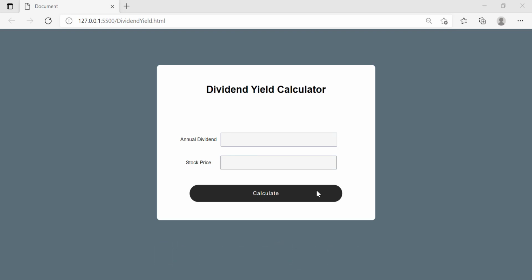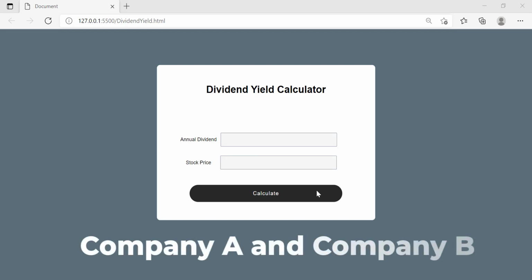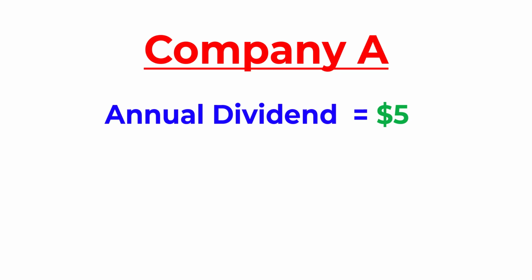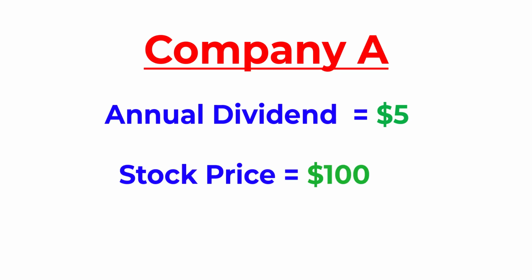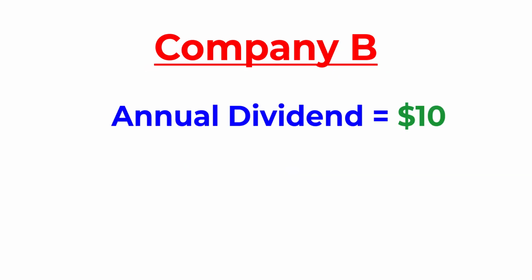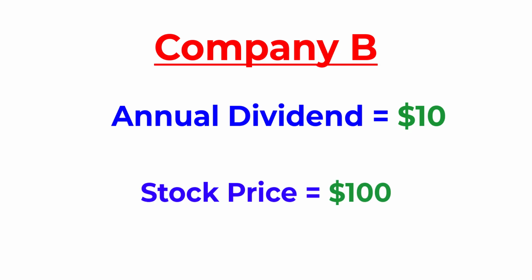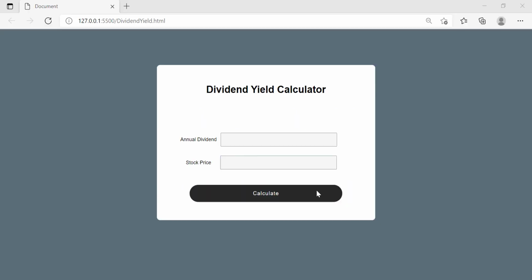Now, to give you a better understanding of what the dividend yield is before we start building this calculator, let's say there are two companies, Company A and Company B. Company A offers an annual dividend of $5, and Company A's stock price is $100. Company B offers an annual dividend of $10, and their stock price is the same as Company A, which is $100. I'm doing that just for simplicity, but obviously we're not always going to have numbers that are easy to calculate.